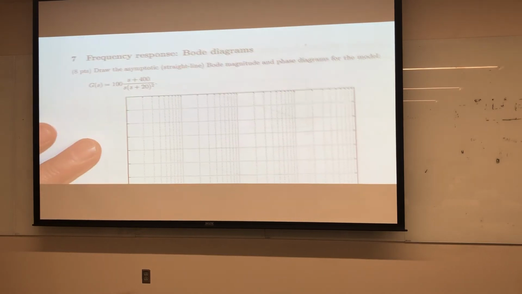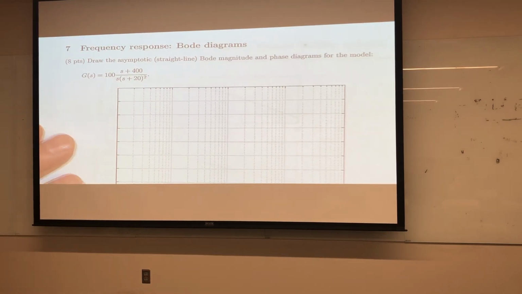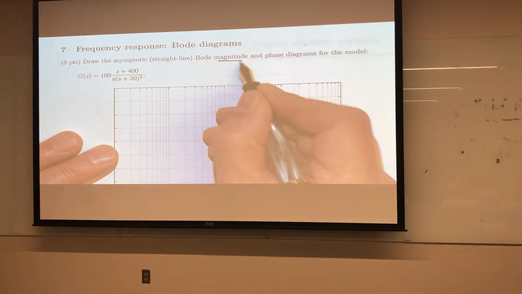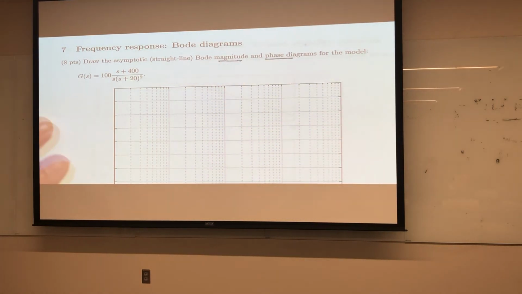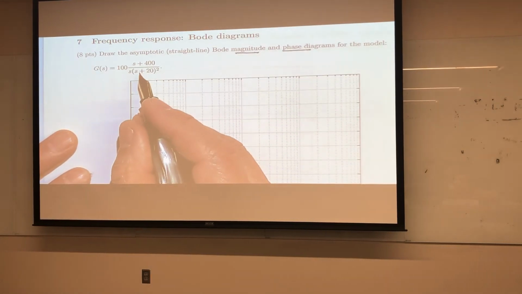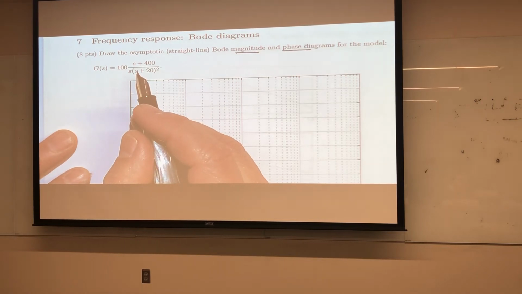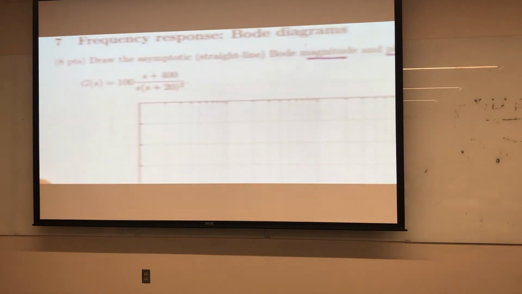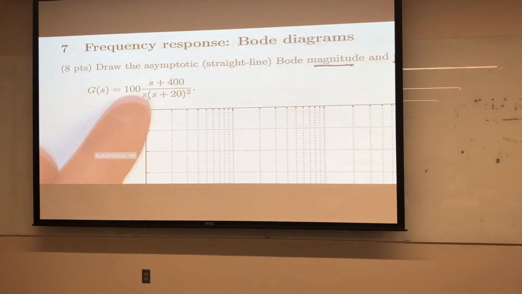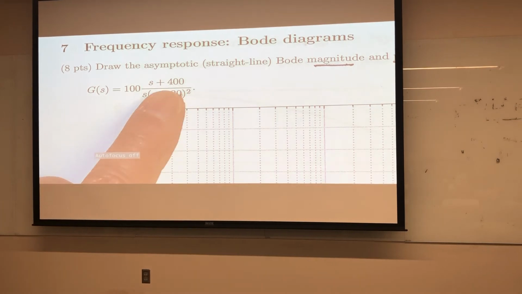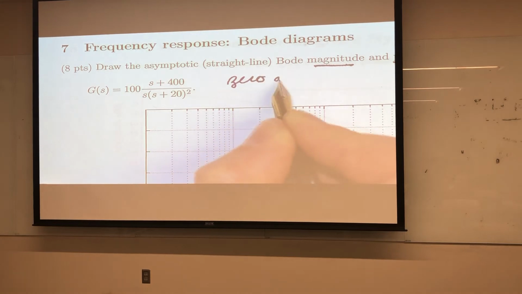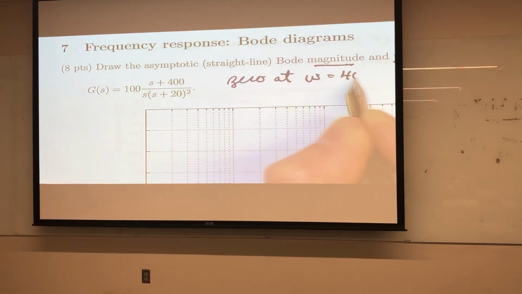The frequency response: these are Bode diagrams, and so we are drawing straight line approximations for both the magnitude and the phase diagrams. We're given a model here. The model has first order factors. It has a first order factor in the numerator, a real zero. So it has a zero at omega equal to 400.